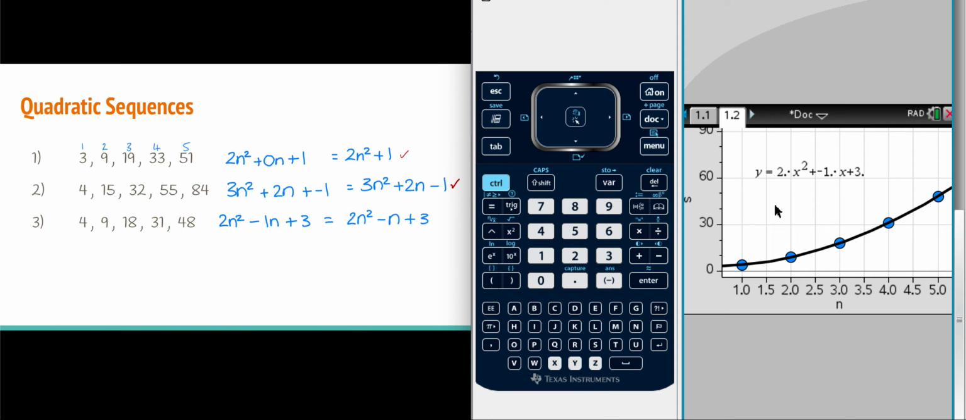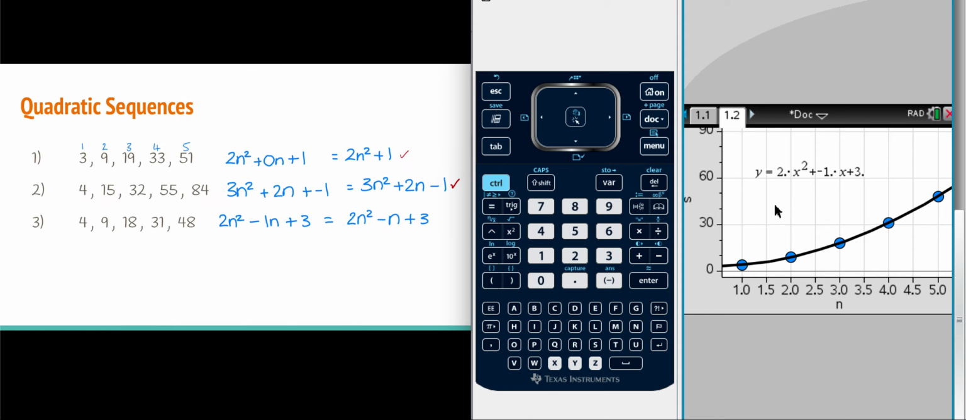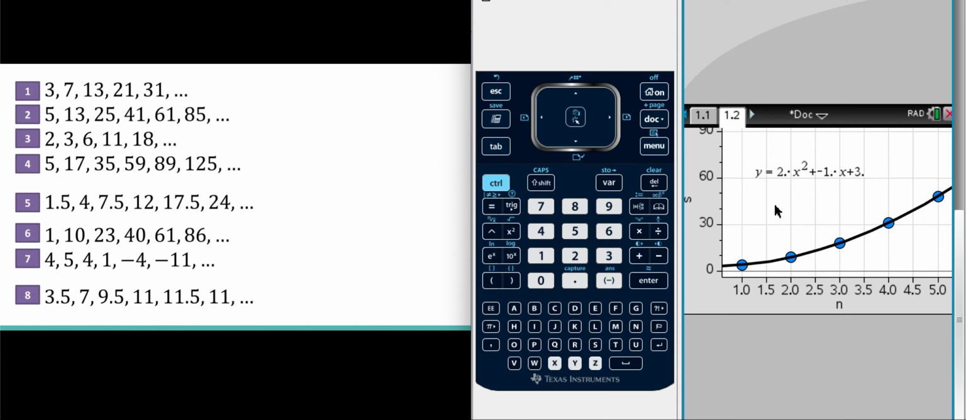So for every single one of these questions, you're using the same kind of instruction and you're doing them all on the GDC. Okay? So you've now got 8 questions to have a go at that you need to work out on the GDC and then find each of the answers. And then we're going to come back together for the last 5 minutes of the lesson.